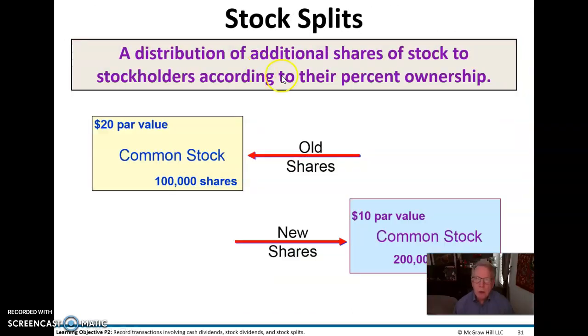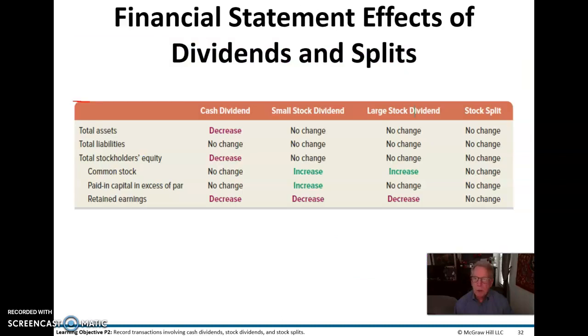So, stock splits, same kind of principle here. All we're doing is we're going to split our old shares. We had 100,000 shares and it had a $20 par value. New shares, we're going to generate another 100,000 shares and drop the par value to $10. So that's an easy one to do from the standpoint of journal entries.